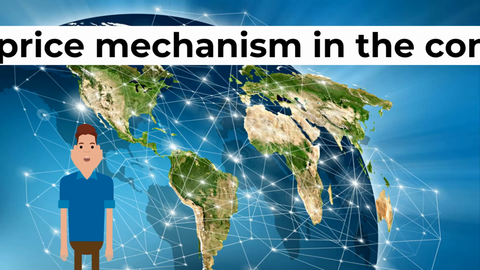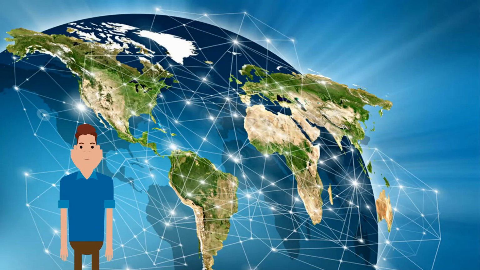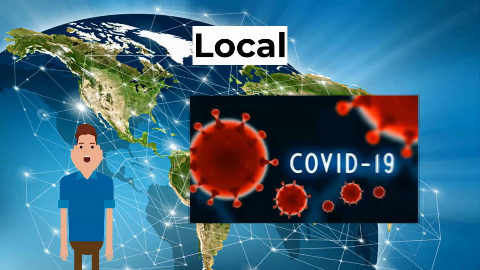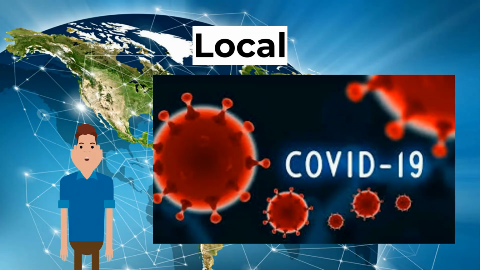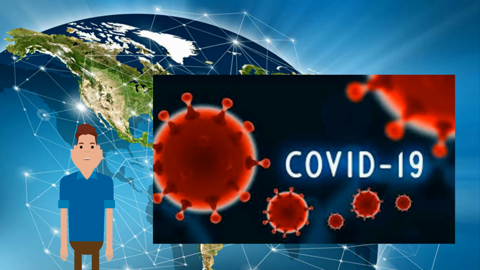Let's look at the price mechanism in the context of different types of markets, including local, national, and global markets. Firstly, local. The coronavirus pandemic has disrupted supply chains across the planet, and many countries have blocked imports to prevent the spread of the virus.